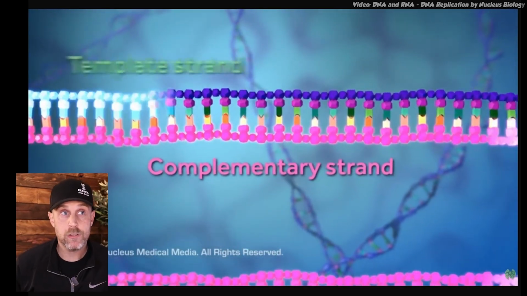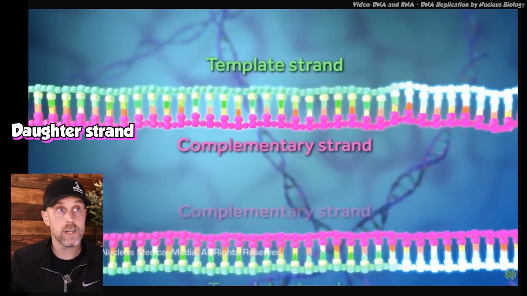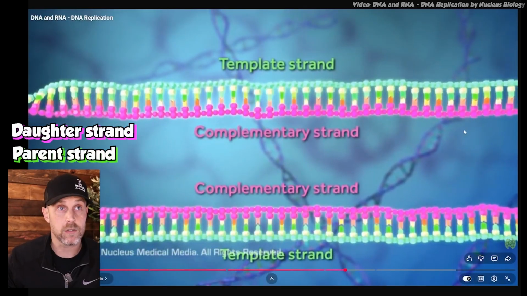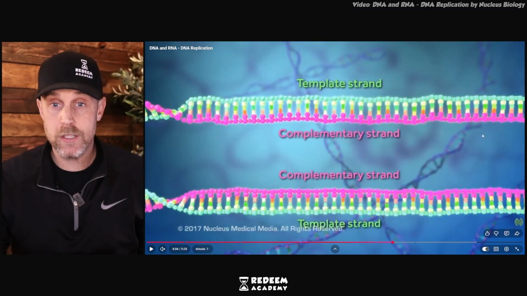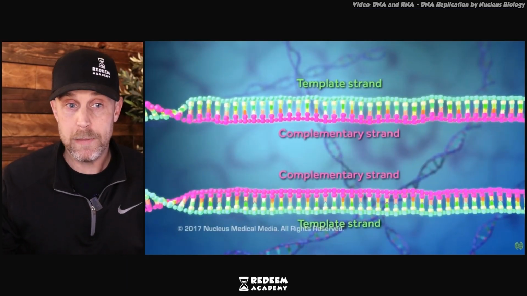You get a complementary strand, which is called the daughter strand. You get a template strand, which is called the parent strand. And so you unzip the original DNA, and you make 2 pieces of DNA from 1. Now the reason this is a brilliant design is it's really hard to mess it up.